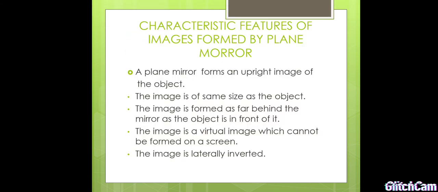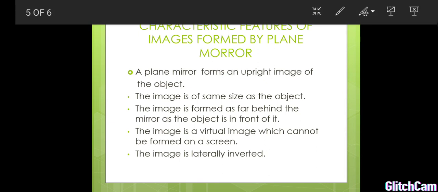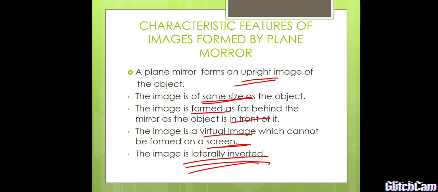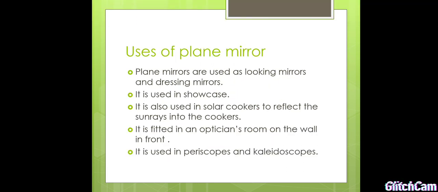Okay, now we go for the characteristics of the image. The image formed by a plane mirror is upright or erect. Here the image size is the same as the object and the distance between the image and the mirror is equal to the distance between the mirror and the object. So both distances are the same. And here the image is a virtual image, so we cannot capture it on a screen. And it is laterally inverted, that is, left looks like a right and right looks like a left.